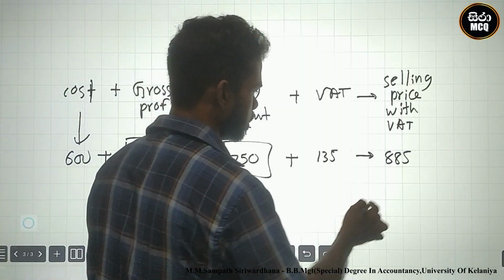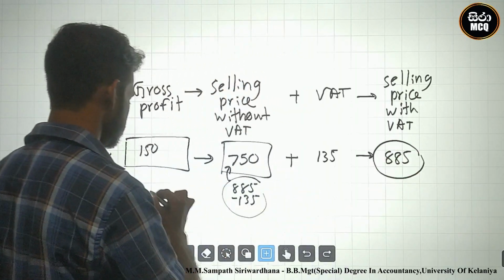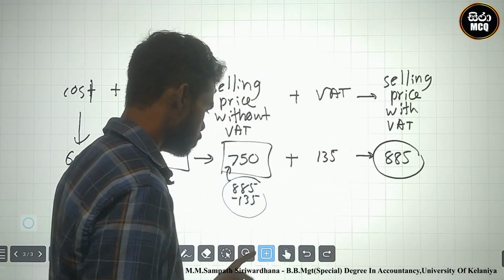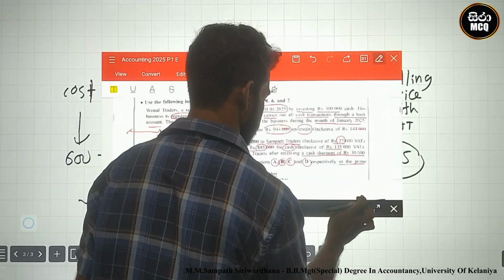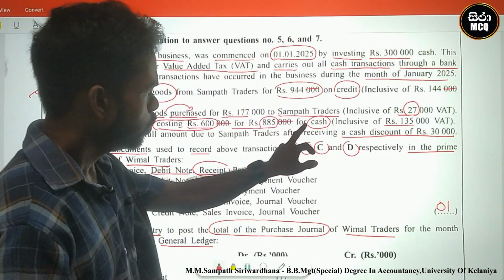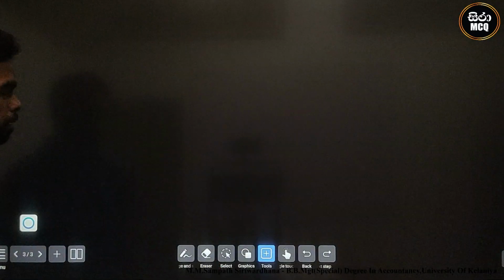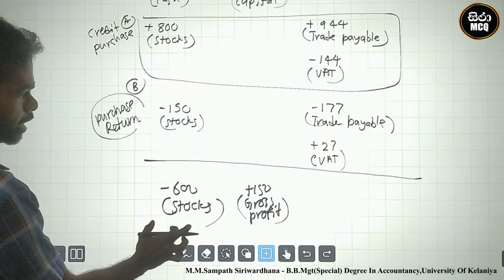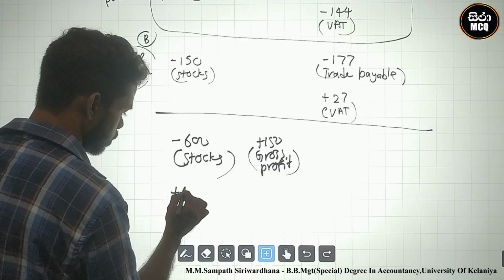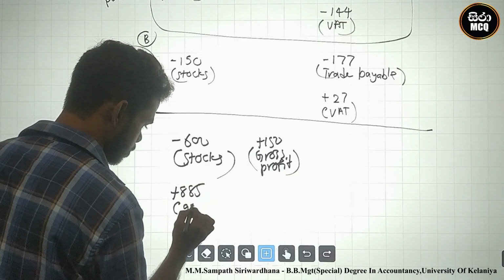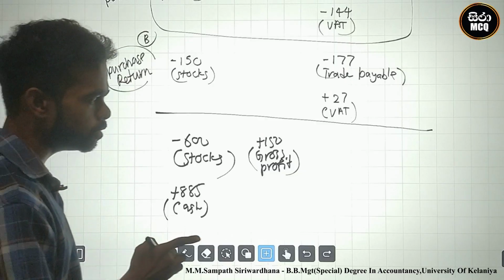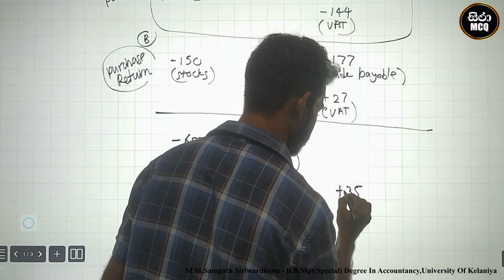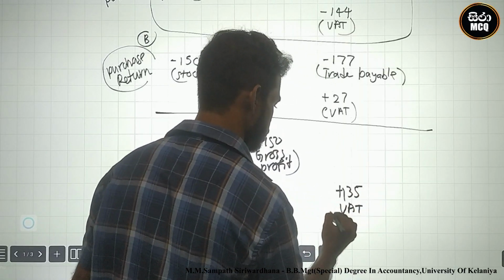Another thing is the selling price. We can identify the selling price, and it is on cash. Look here, cash basis sales. For cash, therefore we receive 885 total value. Therefore I add 885 to the cash account. After that, the VAT amount at the sales point: VAT must be increased, 135 VAT. This is the impact.